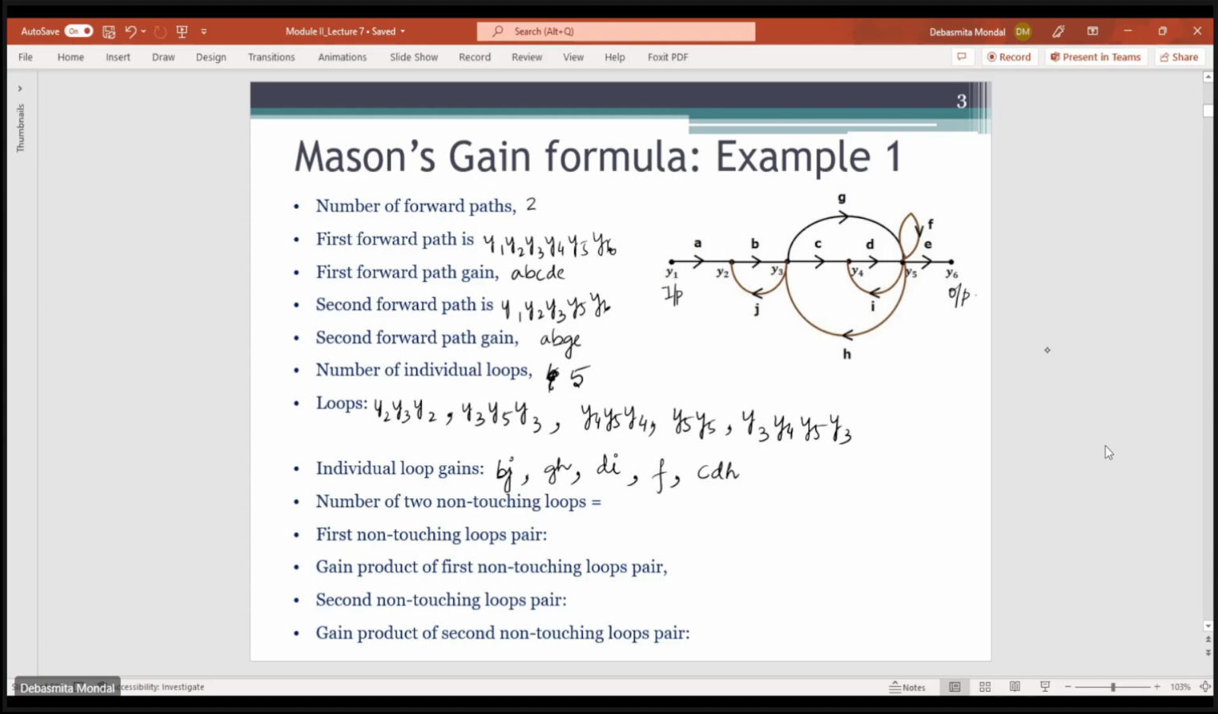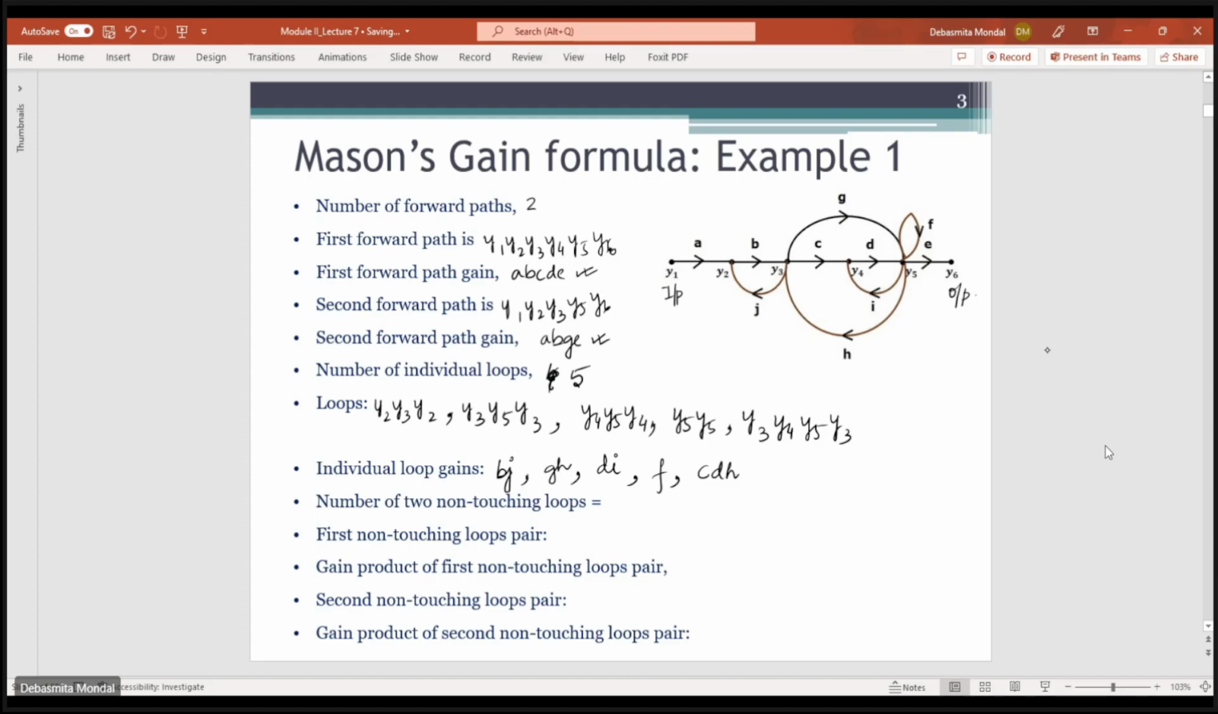Once you have identified the forward paths, the next step is to write the corresponding forward path gains. So this is one forward path gain, this is the second forward path gain. This is step number 2. In the third step, you have to find out how many loops are present in the graph. Here we saw that there are 5 loops.